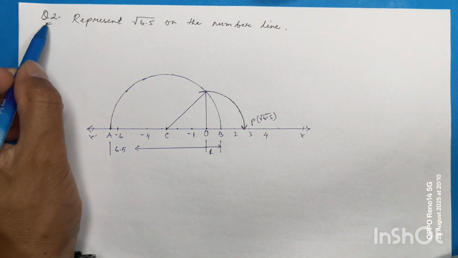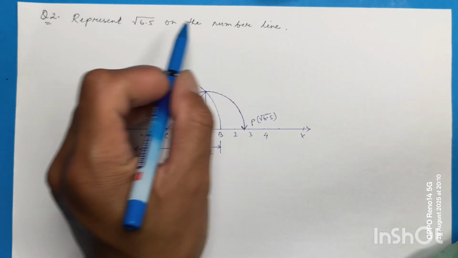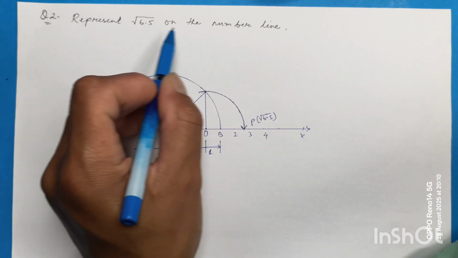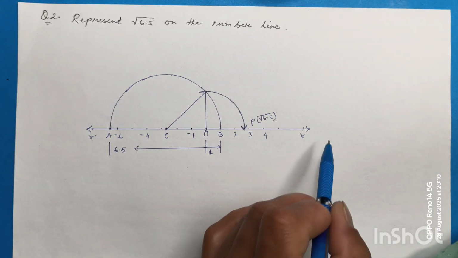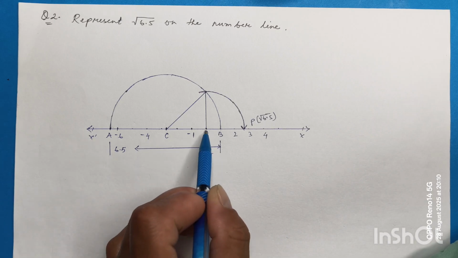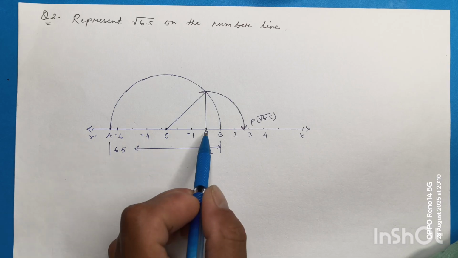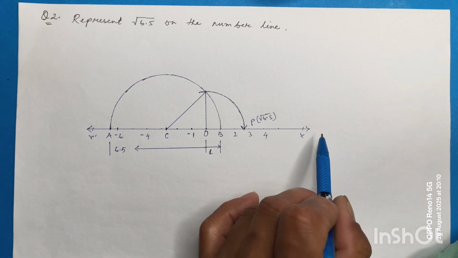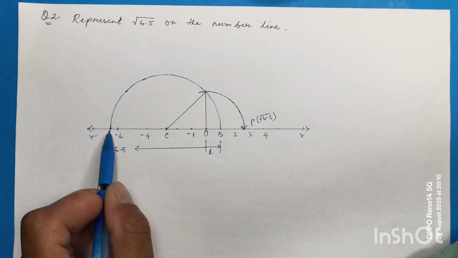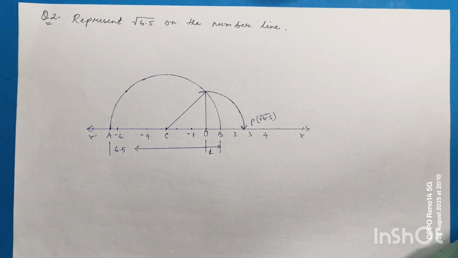Let us see question number 2: represent root over 6.5 on a number line. In order to represent this, first let us draw the X X' number line, starting from 0. On the left side we take negative integers and on the right side positive integers. And now first let us take OA equal to 6.5 units on the left side of 0.